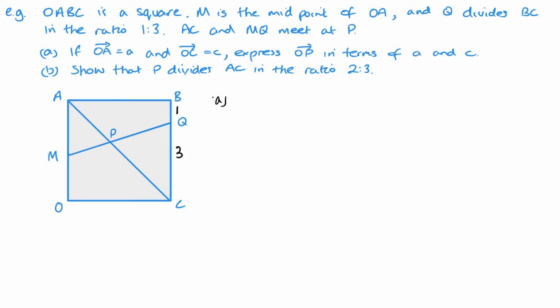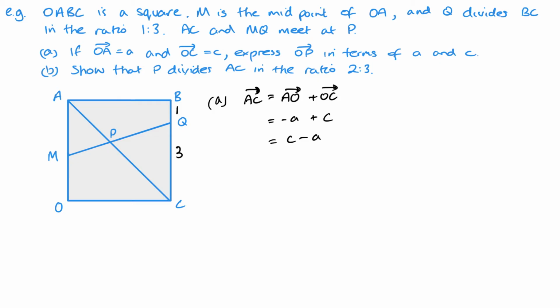Now, for part A, we're going to first need to know what vector AC is. So vector AC is A to O plus O to C. Now OA is A, so AO is negative A and OC is C. You'll start to see a bit of a pattern with these in terms of going from one vector to the other. It's a negative and a positive, and that kind of comes up quite a lot.